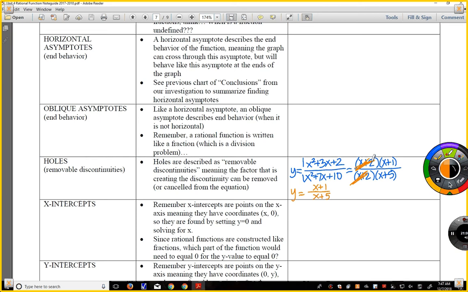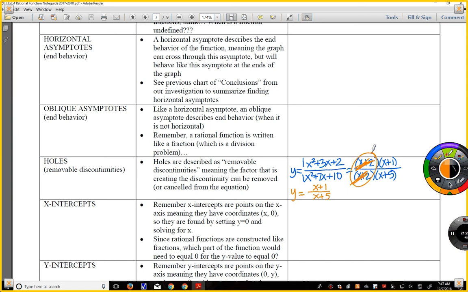Non-removable discontinuity can still make my function undefined, but there's nothing that's going to cancel it out. It's not getting removed. Is that okay with everyone? Okay? So removable literally means it gets canceled out, it gets removed from the equation. So it's really this factor that we cancel out that is going to make a hole.